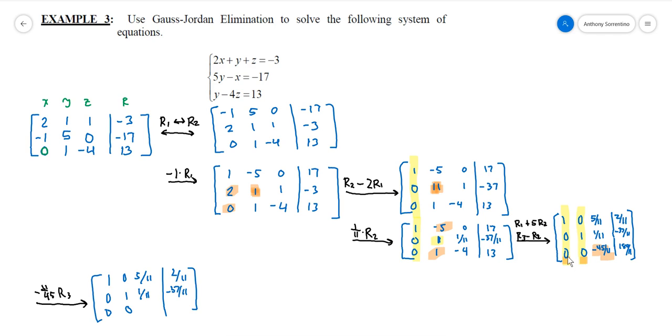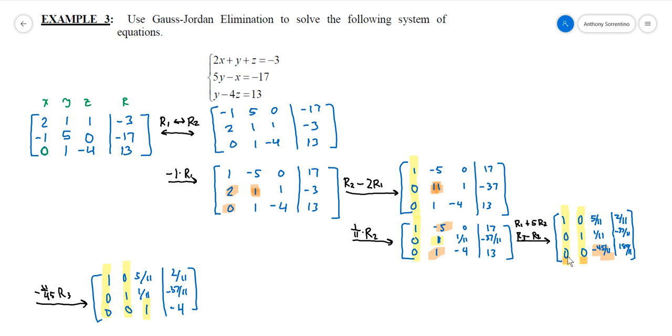Negative 11 over 45 times negative 45 over 11 is going to give me the 1 here. That's what I wanted. 180 over 11 times negative 11 over 45 is going to give me a negative 4. So as you see again, nothing changed with these two. I've established my 1, and anything I do from here on out shouldn't change that either.